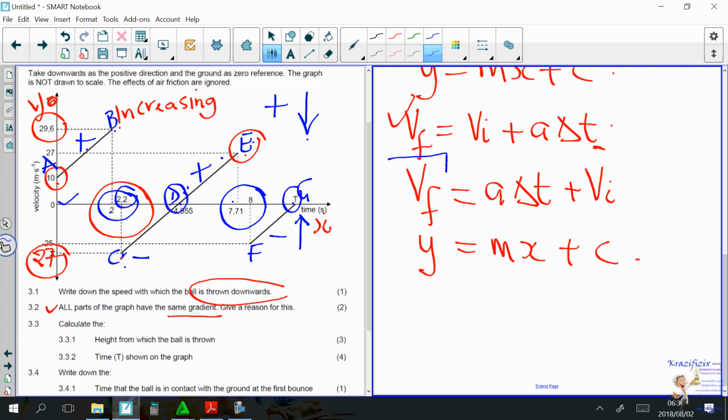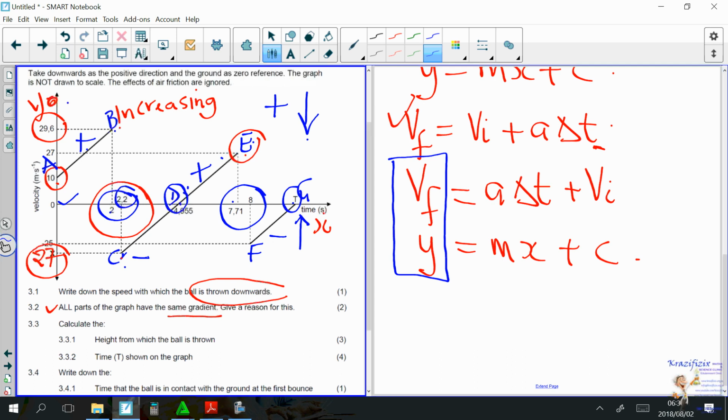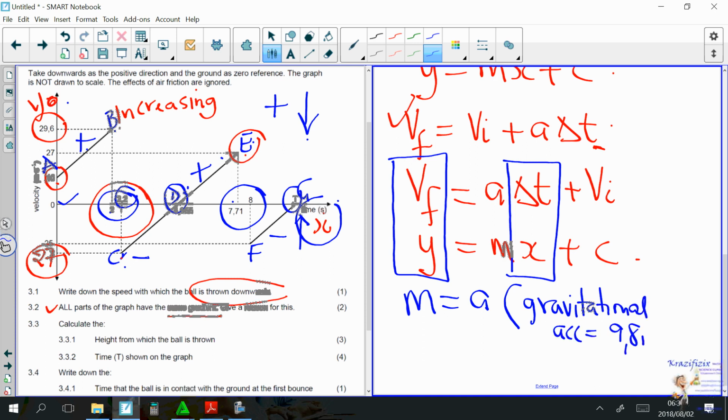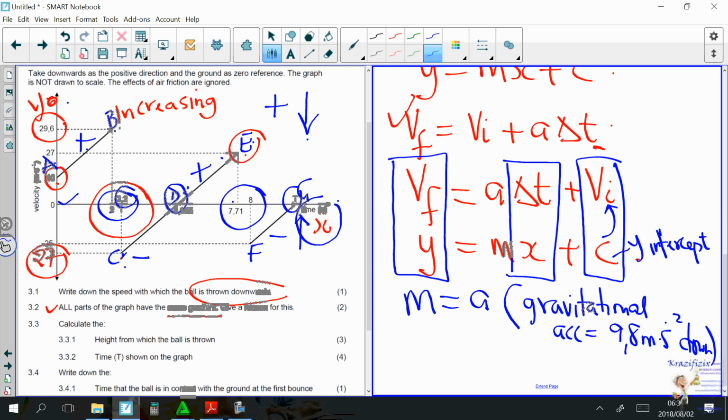Now, that's on my y-axis. That's sorted. X on the time. That's sorted. So what do we know? My gradient equals acceleration, and it's actually gravitational acceleration. Gravitational acceleration of what? 9.8 meters per second squared downwards. What is my c from mathematics? c is my y-intercept. And what is that? Do you notice now it's my initial velocity?